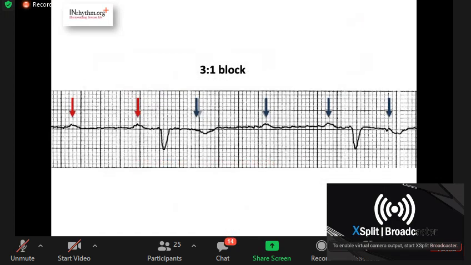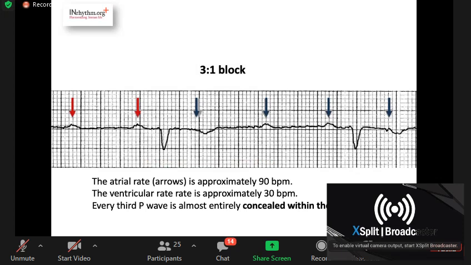Now here, we are having some kind of hidden P waves, 3 P waves to 1 QRS. If you look at the atrial rate, it's pretty high, close to around 90 beats per minute. And there is an extremely slow ventricular rate because for each 3 P waves, we have 1 QRS. That is the reason the ventricular escape rate is quite slow. And what do you think about the ventricular escape? Is it wide or narrow? It is wide. That means we are dealing with a patient who has a significant infrahisian disease.